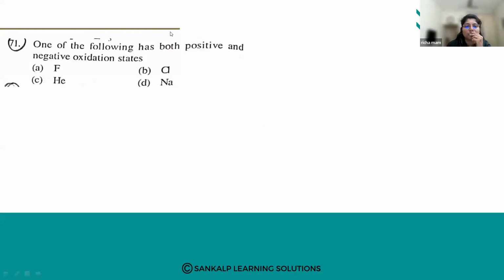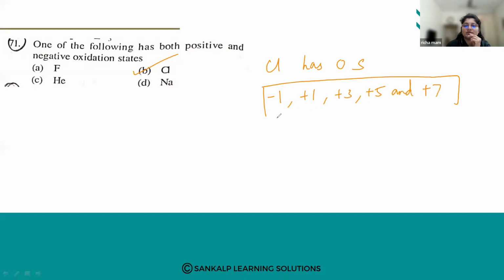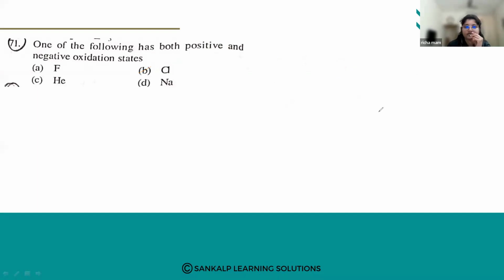One of the following has both positive and negative oxidation state. So which of the following will have both negative as well as positive oxidation state? It is chlorine. Please take note: chlorine has oxidation states of -1, +1, +3, +5, and +7. These are the oxidation states exhibited by chlorine. Okay, fine.